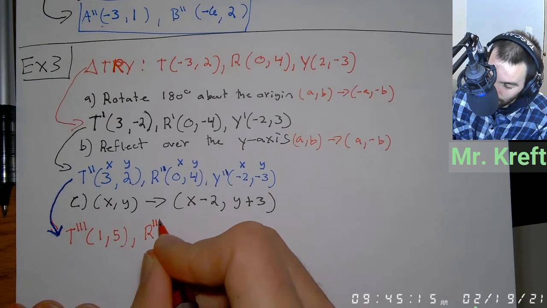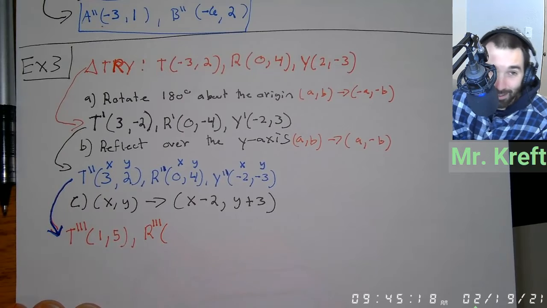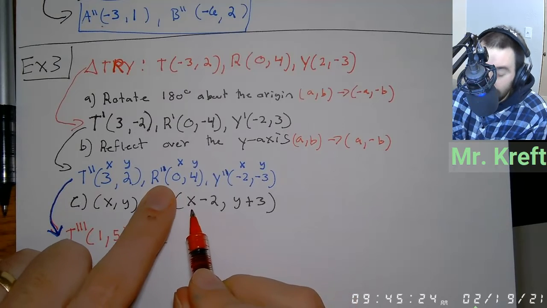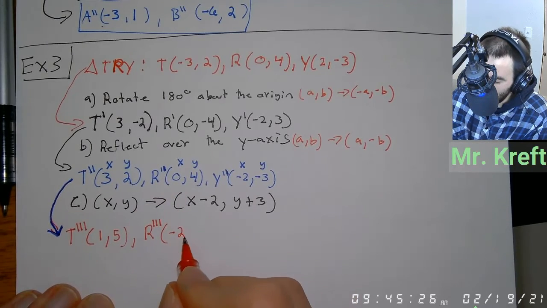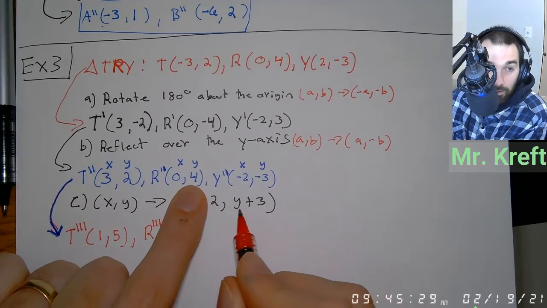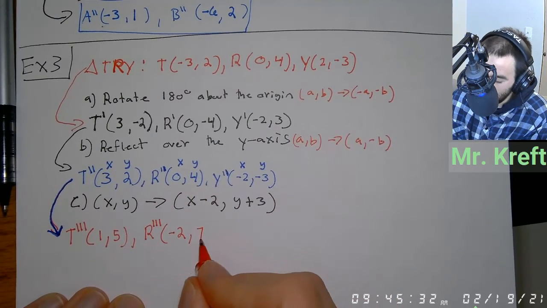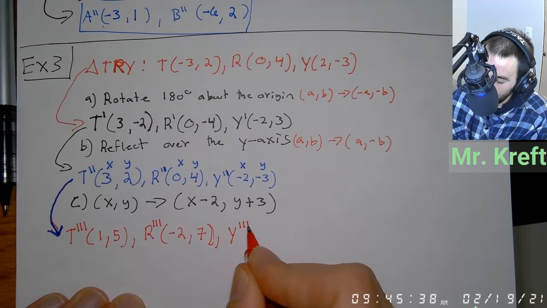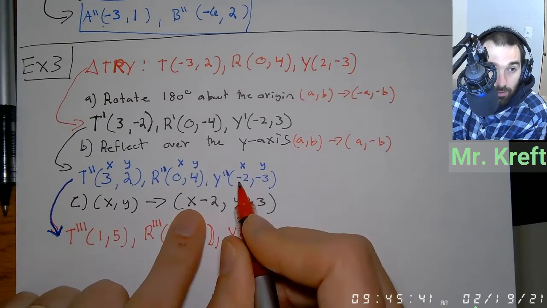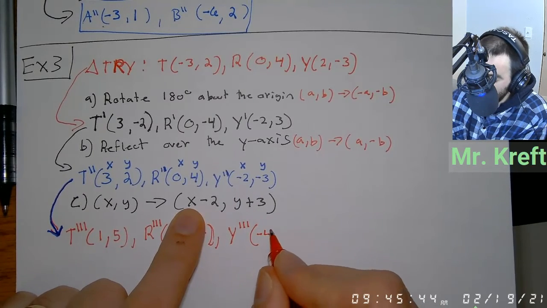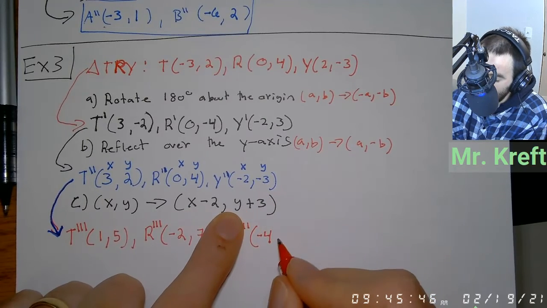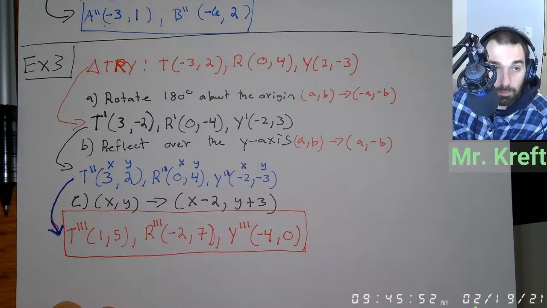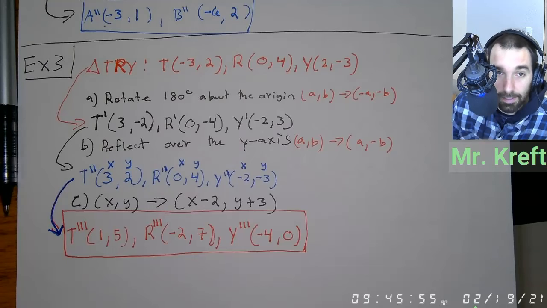So this is going to be R triple prime. I'm being extra careful now. So I'm going to take R double prime. My x is 0, so 0 minus 2 is -2. And then my y is 4, so 4 plus 3 is 7. And then I'm going to have my Y triple prime. So I'm going to have -2 minus 2, so I'm at -4. And then I have -3 plus 3, so I'm going to be at 0. So this is my final resting place of my triangle TRY.